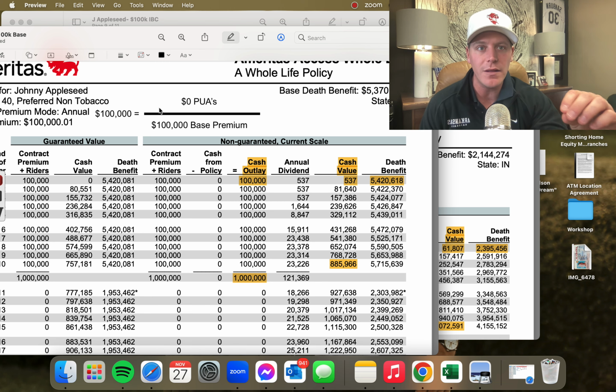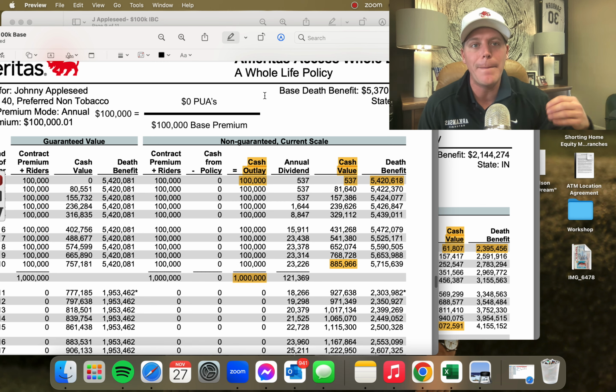But in this policy that is structured for death benefit, not cash value, you can see this thing called a PUA. It's a paid up addition. It's basically money going immediately to cash value and the ability to borrow it out. So in this very first column, you see you deposited $100,000. The cash value is $500, but you got $5.4 million of death benefit.